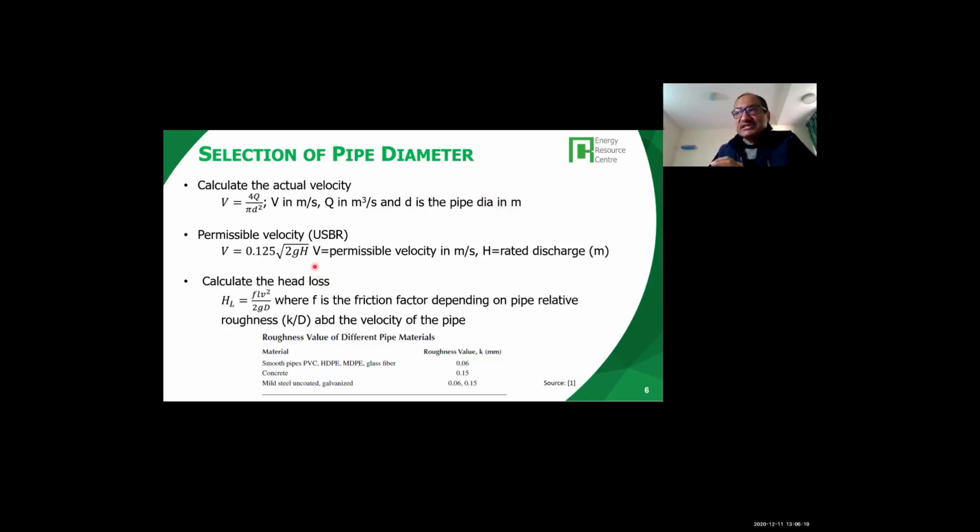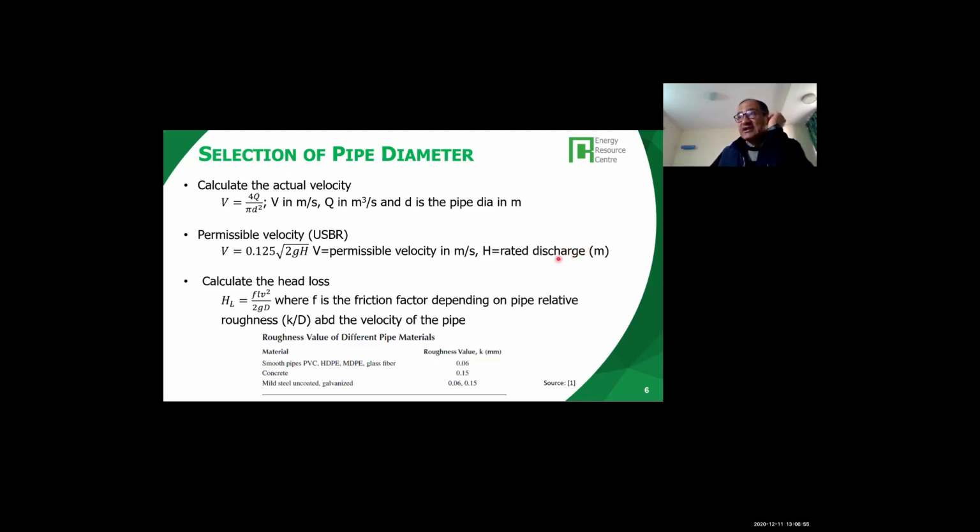The permissible velocity, we said 2.5 to 3.5, but the US Bureau of Reclamation also has design guidelines, and they give this factor based on the head, what is the velocity that is allowed. Sorry, I made a mistake. This is not rated discharge. This should be rated head, not discharge. So H is head, not discharge. So please correct this mistake. It should be rated head.